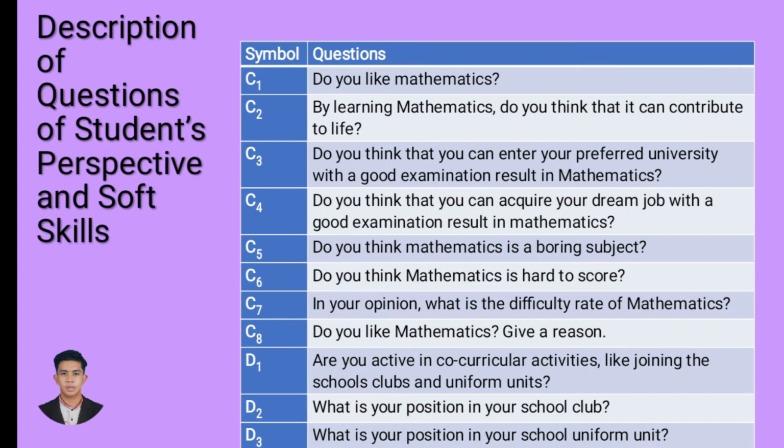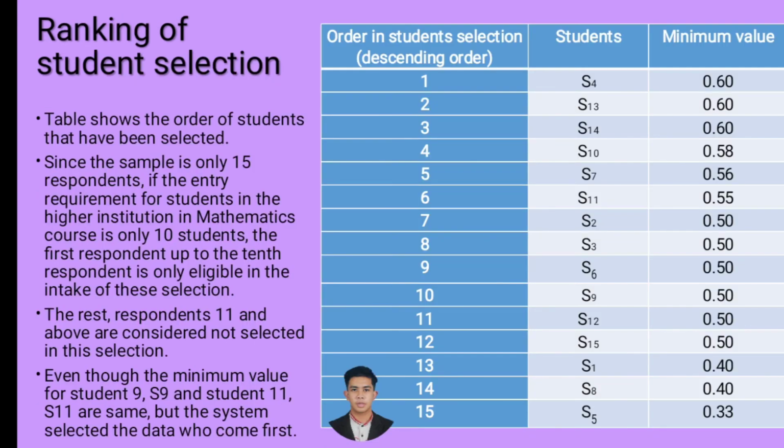Here is the table about the description of questions on student perspective and soft skill, which are C1, C2, C3 until D3. We can look at the details of the questions and the average symbol. Alright, this is the table about ranking of student selection. We can look at the first column, which is the order of ranking. It starts in descending order, from the highest minimum value until the lowest minimum value, where the first is student 4, followed by student 13, student 14, and so on until student 5.